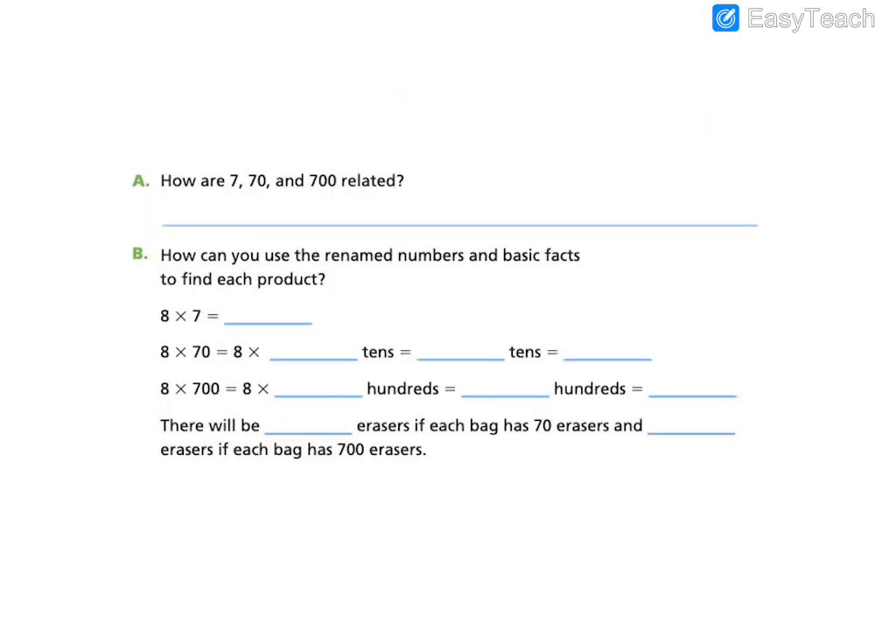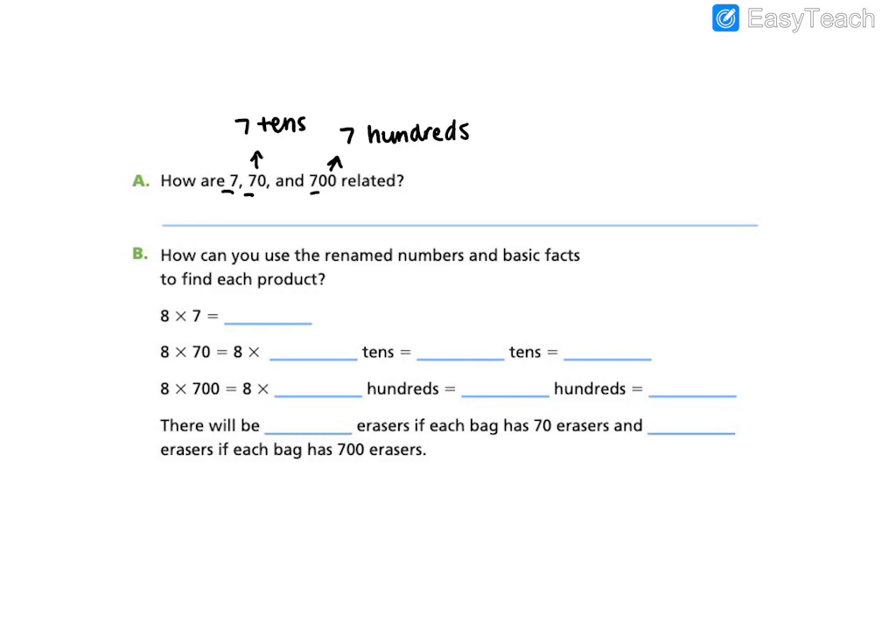Letter A asks us, how are 7, 70, and 700 related? We want to think back to what we've been doing with regrouping and renaming these numbers, right? Because they all have this digit 7 in the greatest place value in that number. We could rename these all using 7, right? This would be equal to 7 tens. This equal to 7 hundreds.